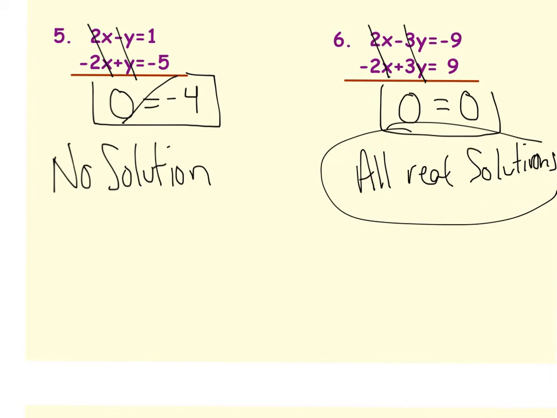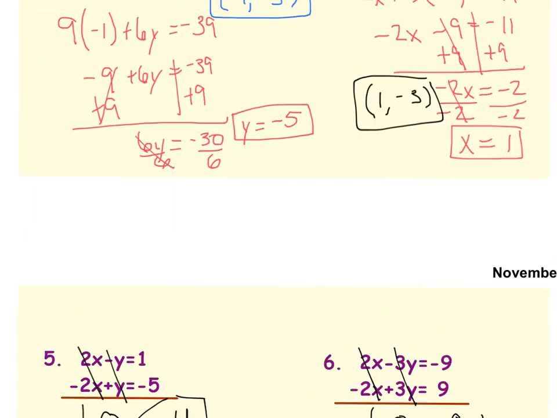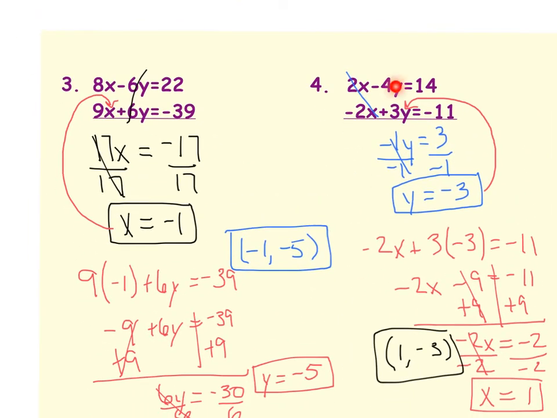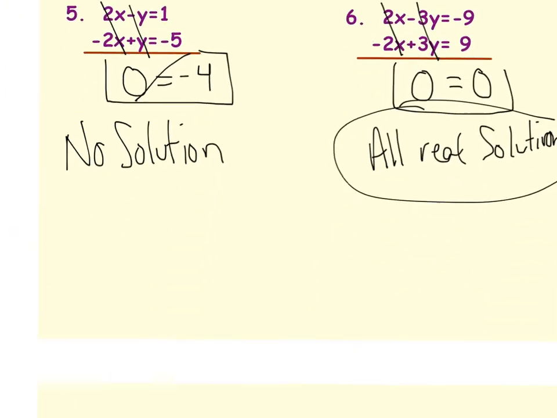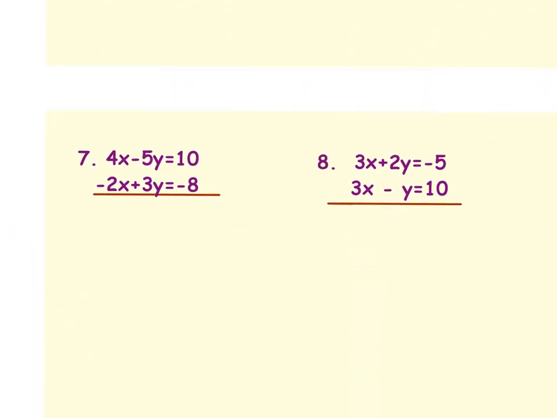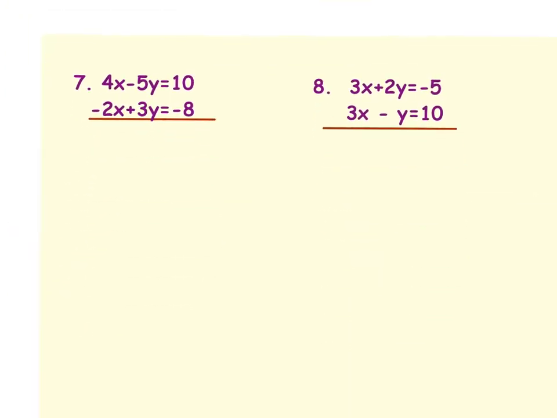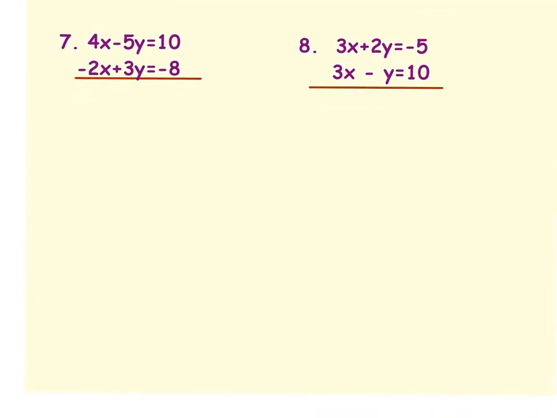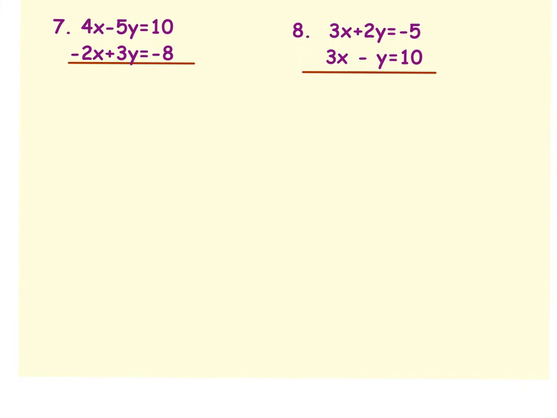Now, you might ask, well, these are easy, Mr. G. We go up here. These are easy. The variables already cancel out. Are they always going to be set up to where they just drop out? The answer is no. Actually, most of the time, they're not going to be set up to where you can just automatically drop things out. So that's where 7 and 8 come in.